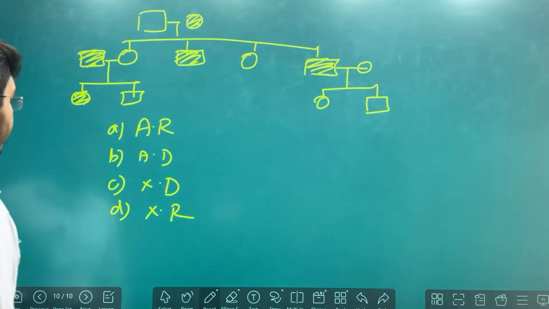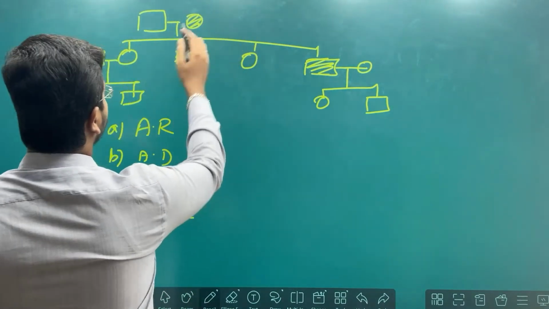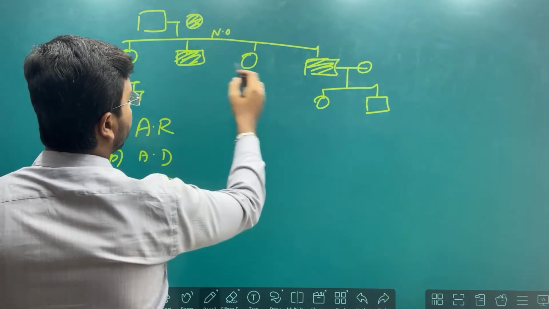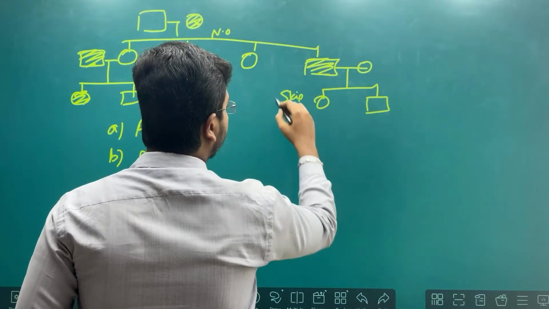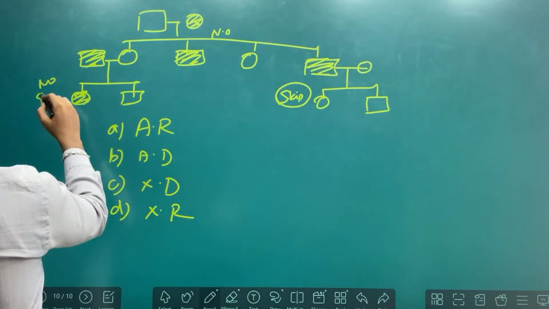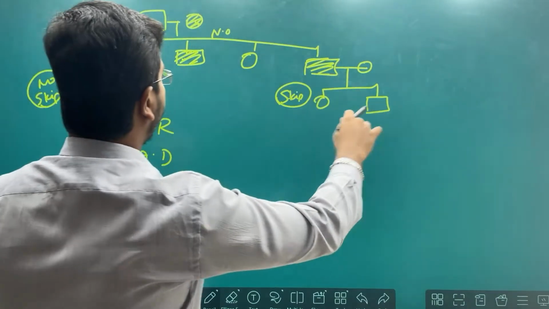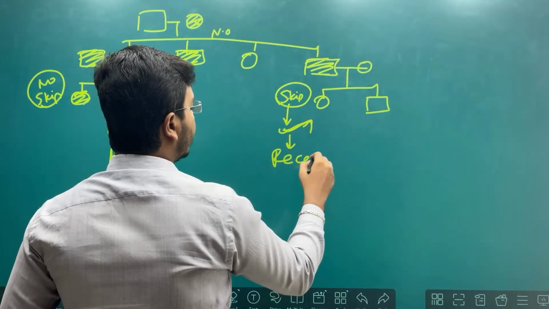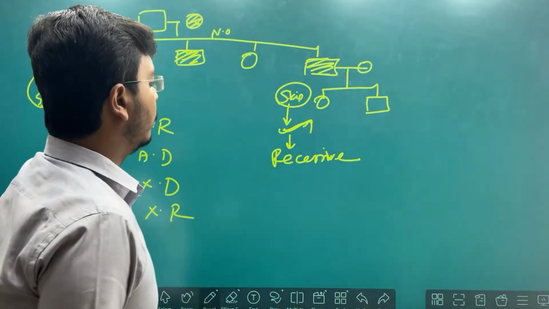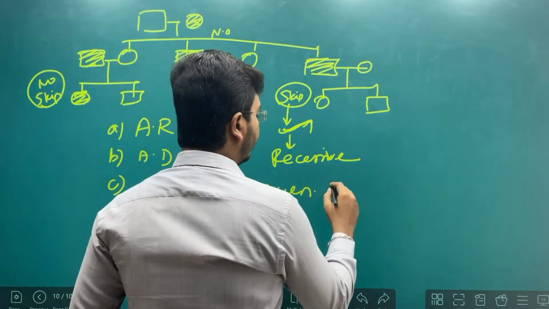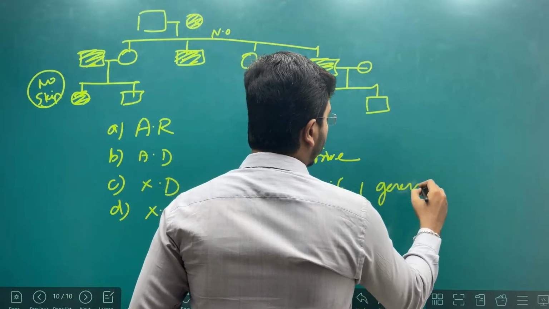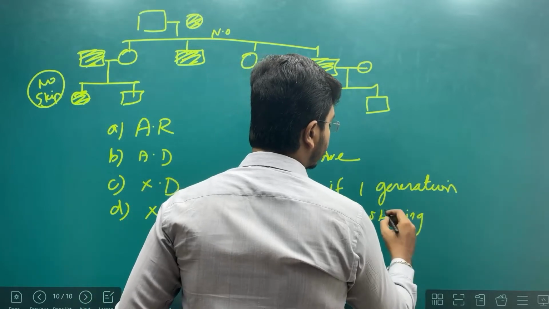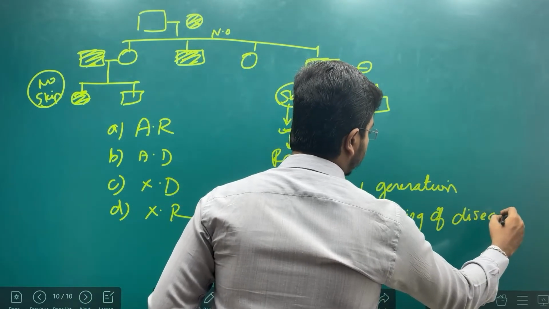What's the right answer? Dominant means a parent is affected and an offspring is affected, so no skipping. Here I can see skipping is there. Here there is no skipping. So in general, if I see even one single skipping, if even one generation shows skipping of disease, then I call it recessive.